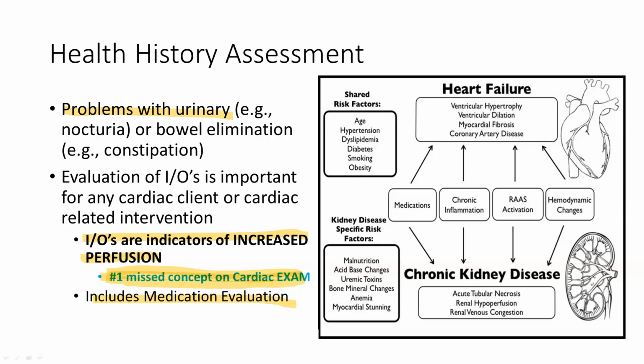All right? And over here we see the diagram of the link between heart failure and chronic kidney disease. And again, it's a big circle. So you have medications that affect both. You have chronic inflammation. You have activation of the renin-angiotensin-aldosterone system. And of course, you have changes in your cardiac output or your hemodynamic changes. You have certain risk factors and then certain disease processes that tend to make one or the other worse. So make sure you are asking yourself, is my client making urine?